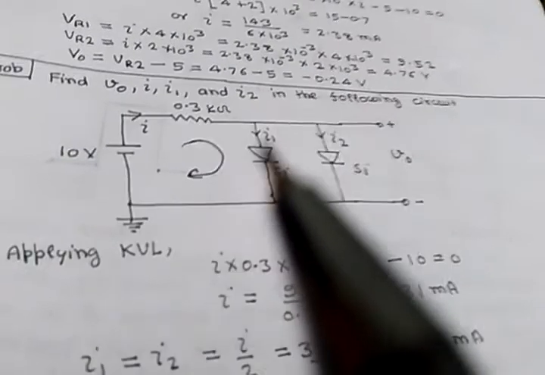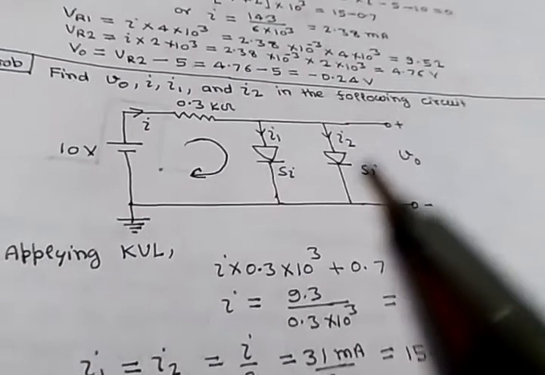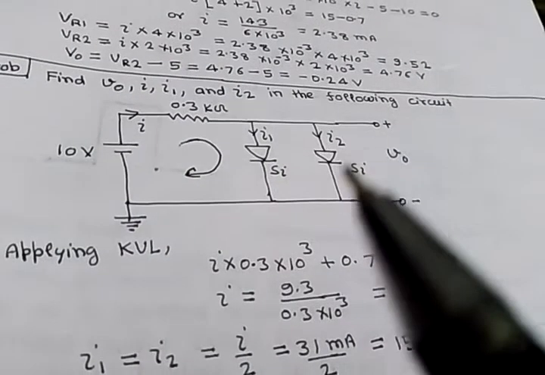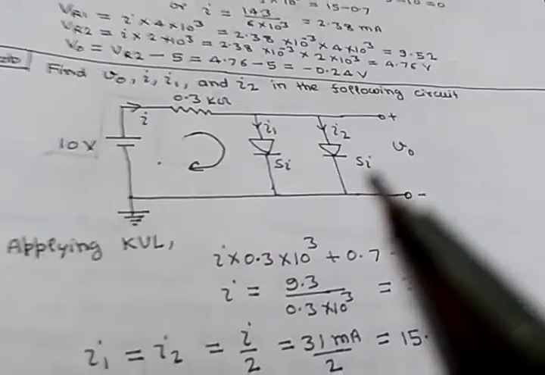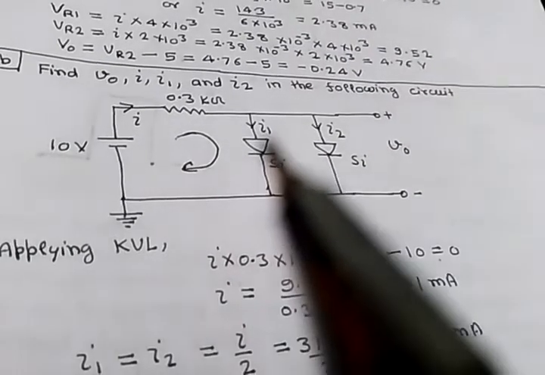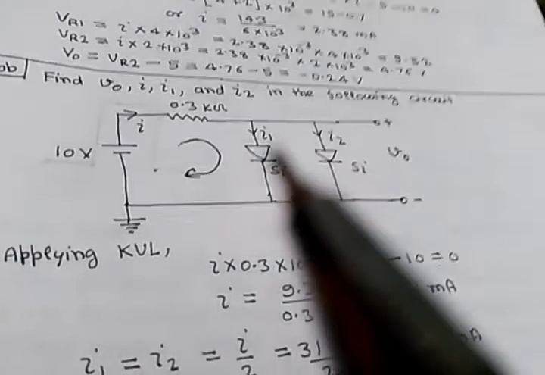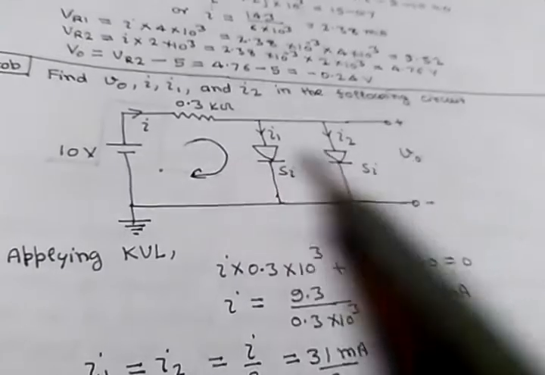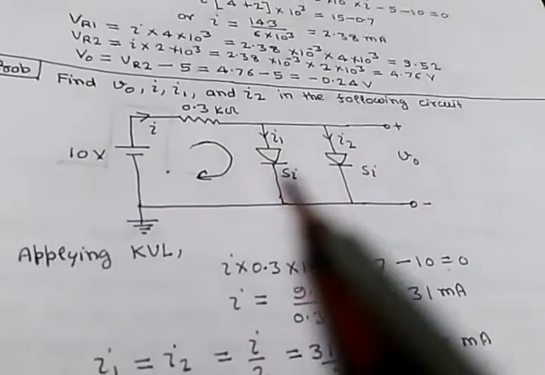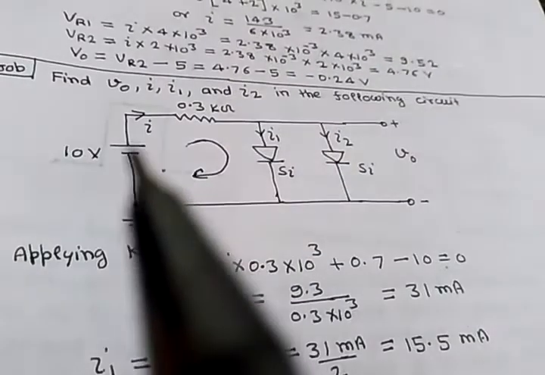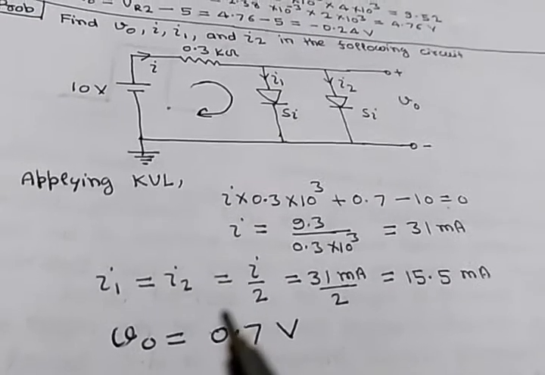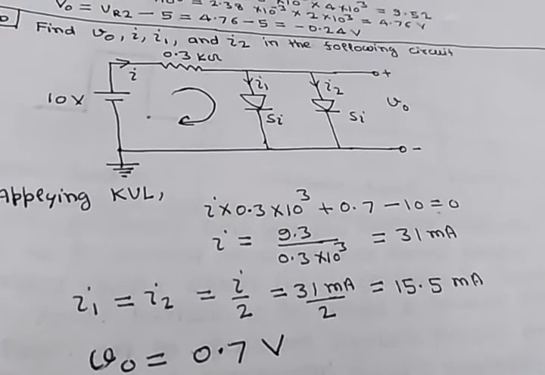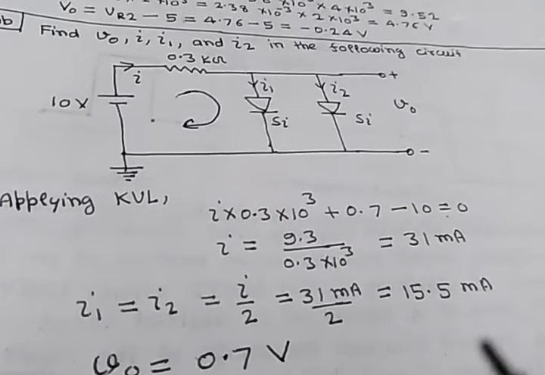Now we have to find I1 and I2. Since both the diodes are the same and made of silicon material connected in parallel, the current flowing through these two identical diodes will be the same. So the total current I will be divided equally in these two diodes. In this way, I1 equals I2 equals I by 2. So it will be 15.5 milliampere.